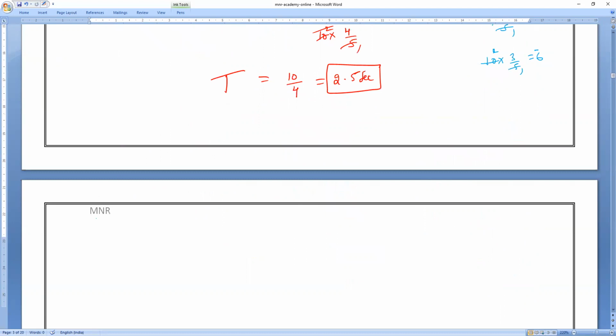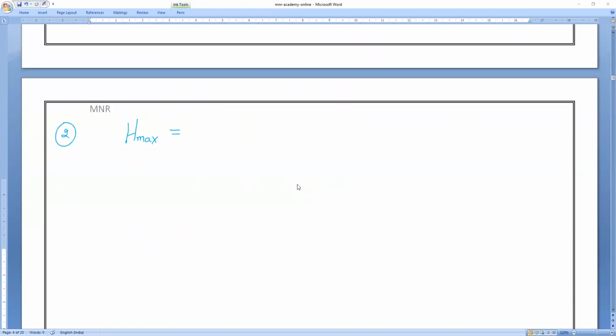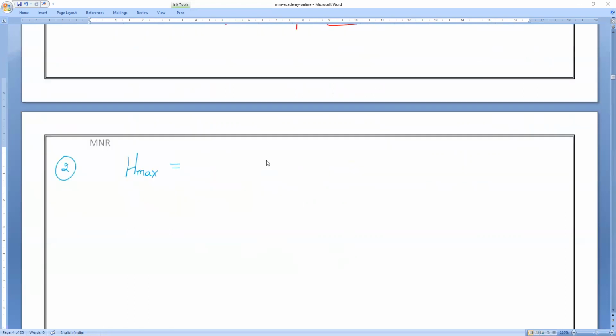Next, the second case: maximum height. Is it along the y-axis or the x-axis? Y-axis, remember that. Do it, make it quick now. So what is the formula?